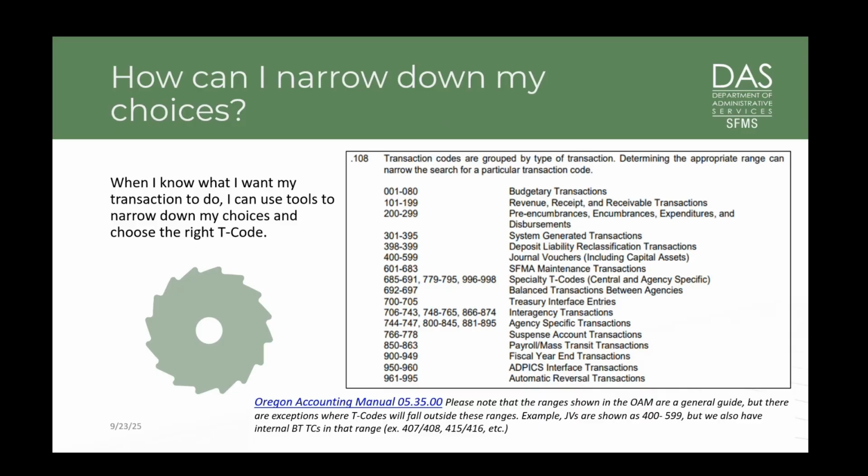So how can I narrow down my choices? When I know what I want to do with my transaction, SFMS and the Oregon Accounting Manual and R-stars have a bunch of tools to narrow down the right choices. Seen over here is just a general outline of where I might look for T-codes, and it's from the Oregon Accounting Manual. But do note that there are many T-codes that fall outside that range. It's just a general guide.